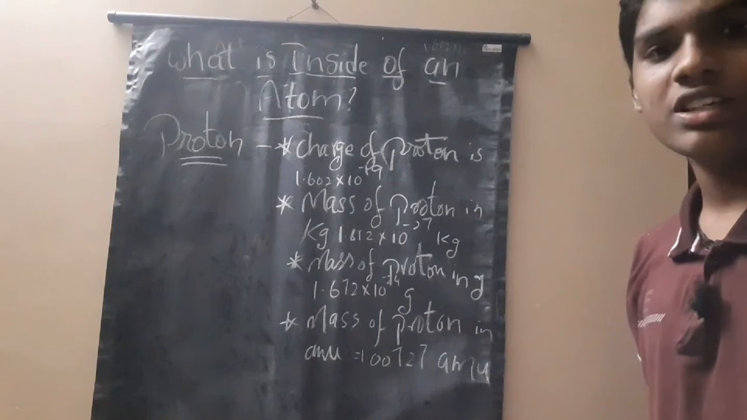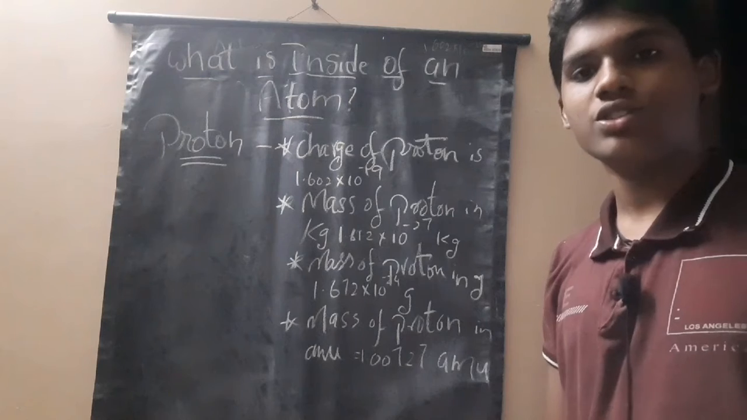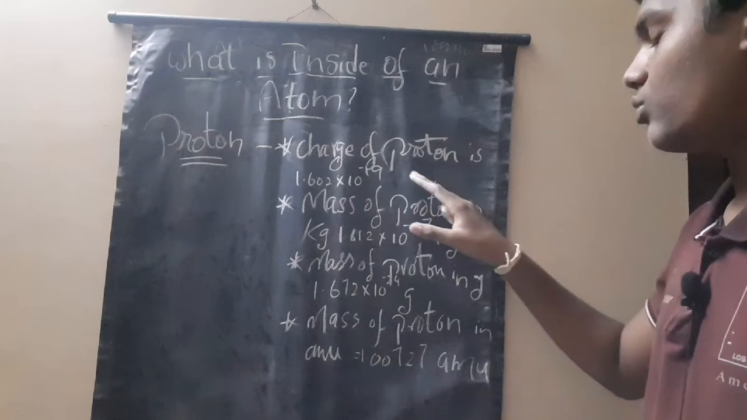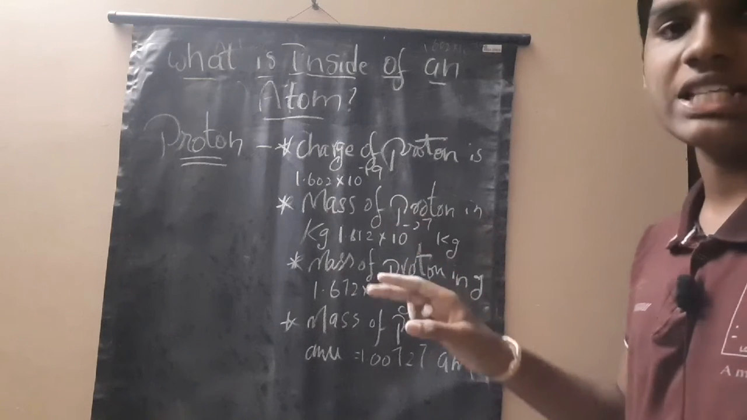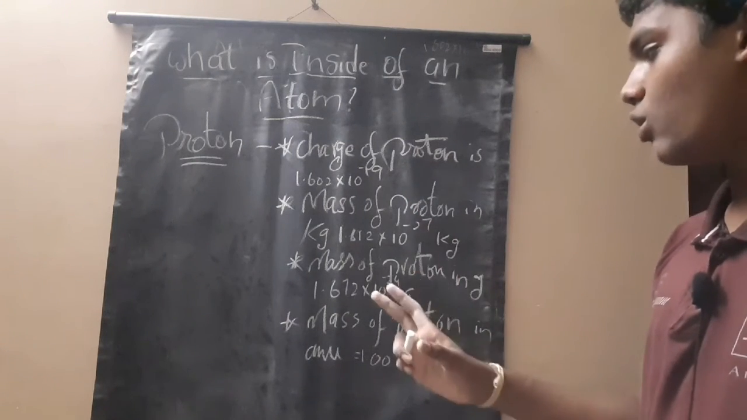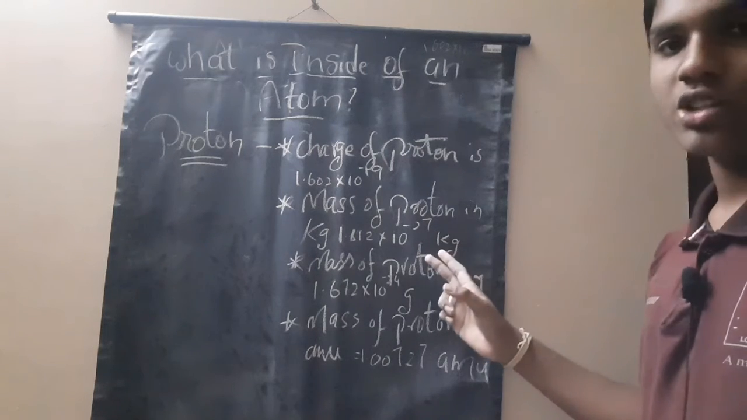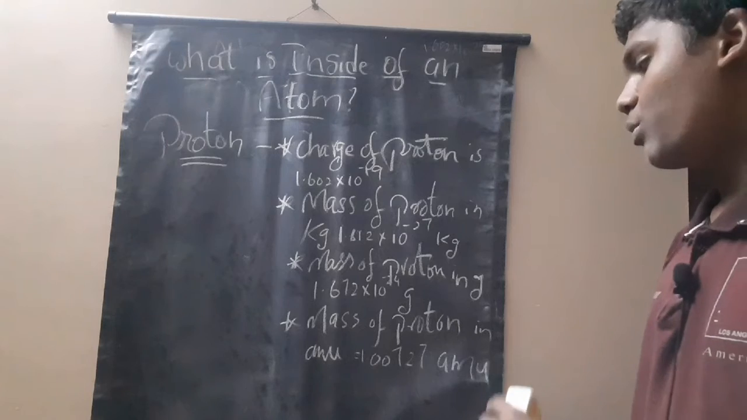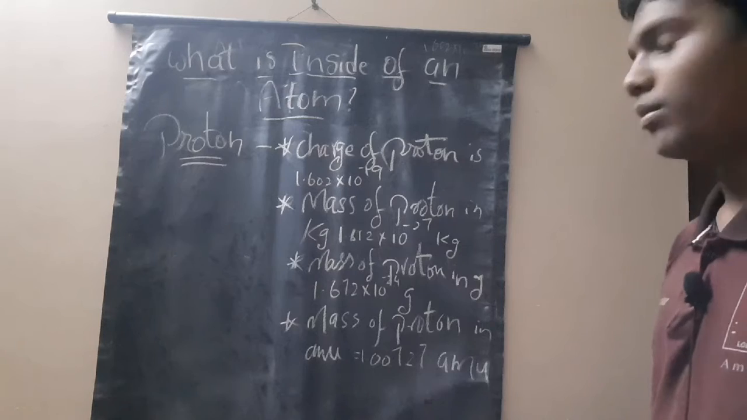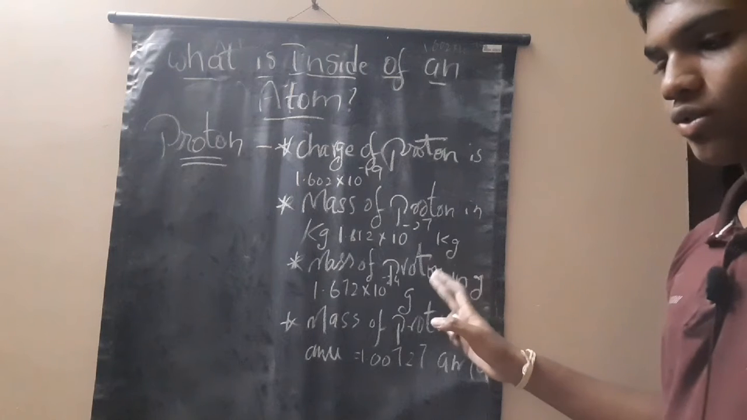Now we will discuss the charge of the proton and the mass of the proton in grams, kilograms, and lastly the atomic mass unit. First of all, the charge of the proton is 1.602 into 10 to the power of minus 19. The mass of the proton in kilograms is 1.672 into 10 to the power of minus 27 kg, and the mass of the proton in grams is 1.672 into 10 to the power of minus 24 gram. The difference is just 10 to the power of minus 27 versus 10 to the power of minus 24.